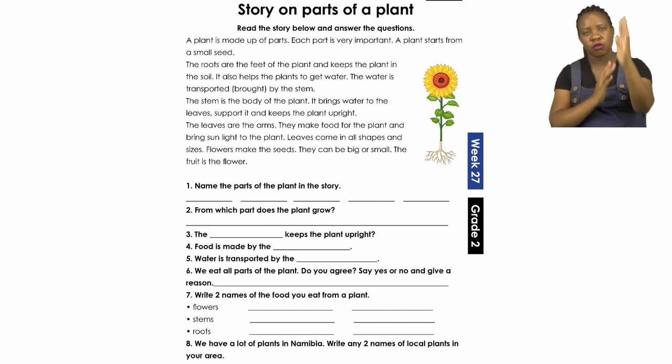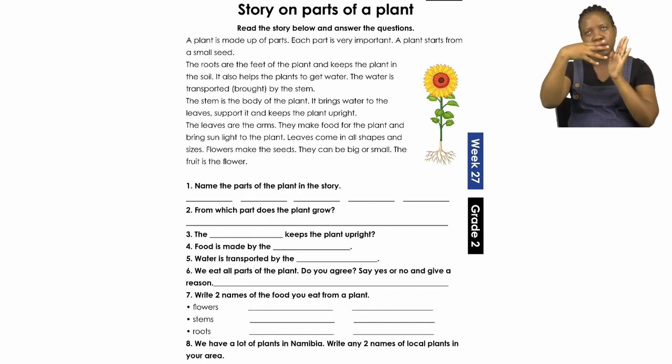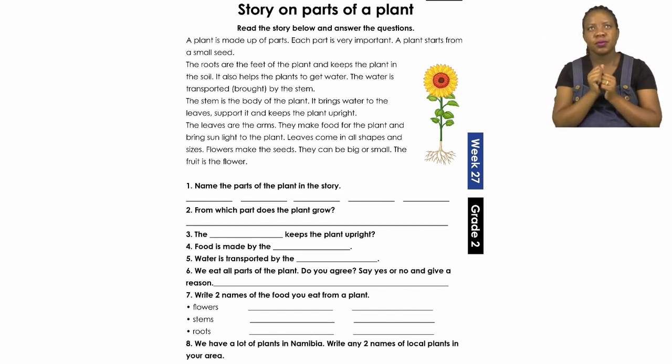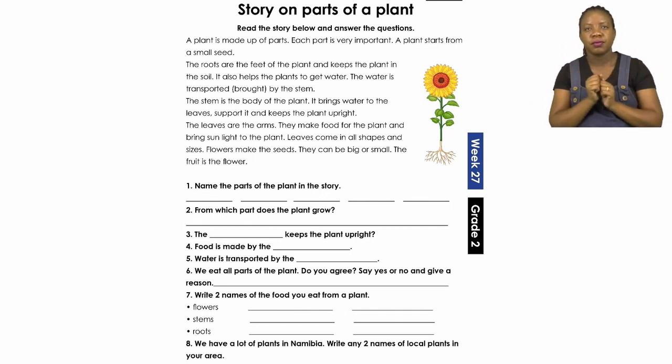The leaves are the arms. They make food for the plant and bring the sunlight to the plant. Leaves come in all shapes and sizes. Flowers make the seeds. They can be big or small. The fruit is the flower. Wow, what an exciting reading. Now we know everything about a plant.